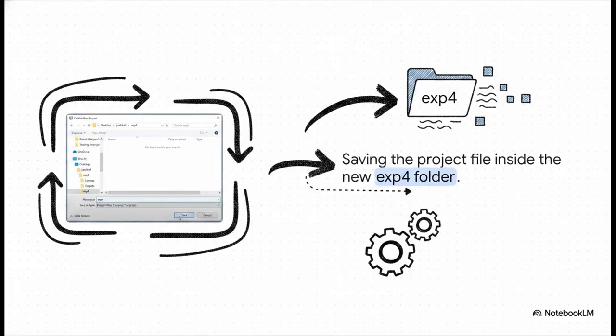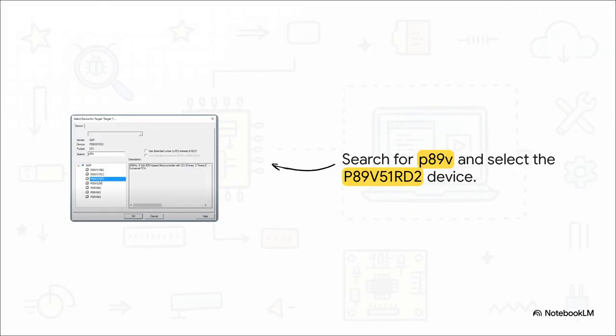Next, navigate inside that newly created XP4 folder we just talked about, and save the actual project file with a matching name. So just name it XP4 right inside that folder. Keeping your project name and the folder name consistent, that is a fantastic habit for any beginner student to lock in early on.